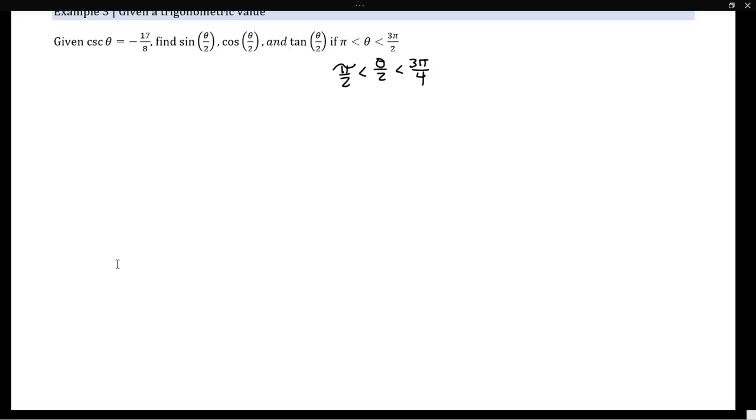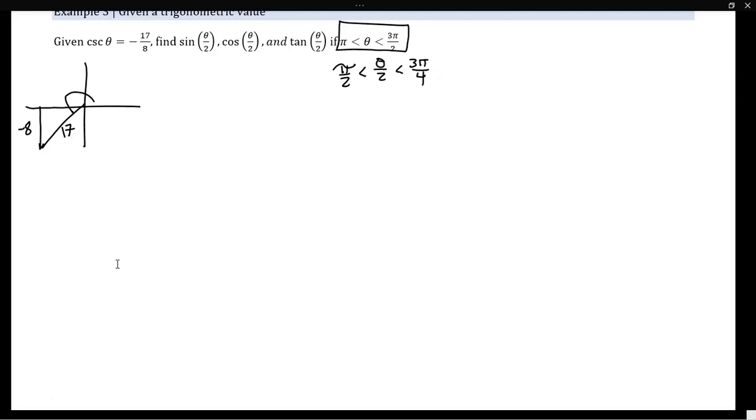Now the reason that cosecant theta equals negative 17 over 8 is relevant is that, one, we know theta is in quadrant 3 because we're told that right here. So if we draw our angle, we get this angle over here. So remember, cosecant is the hypotenuse divided by the vertical side. So the hypotenuse is 17 and the vertical side is negative 8. Or the opposite if you want to think about it that way.